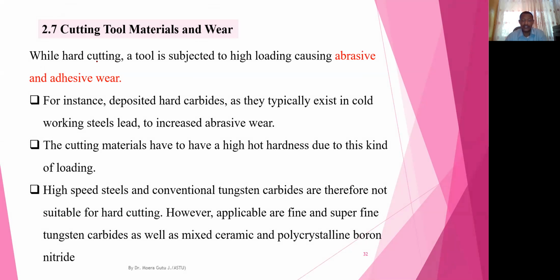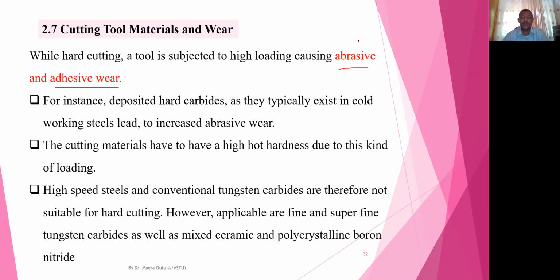While hard cutting, a tool is subjected to high loading causing abrasive and adhesive wear. So we have seen this during tool wear in chapter 1. So there is abrasive wear, adhesive wear, and corrosive wear also. But mostly in machining hard materials, we will see abrasive and adhesive wear.